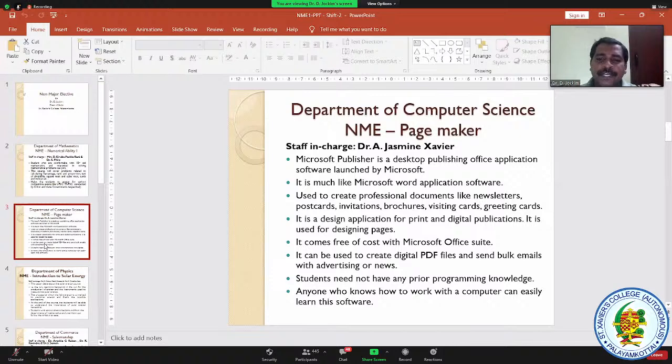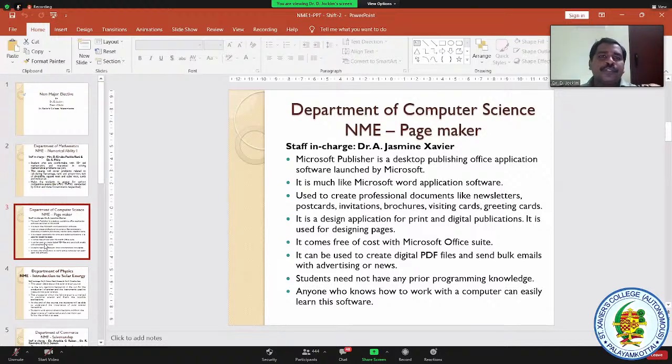It is a design application for print and digital publications. It is used for designing different types of pages. It comes free of cost with Microsoft Office Suite. It can be used to create digital PDF files and send bulk emails with advertising or news. Students need not have any prior programming knowledge. Anyone who knows how to work with a computer can easily learn this software.